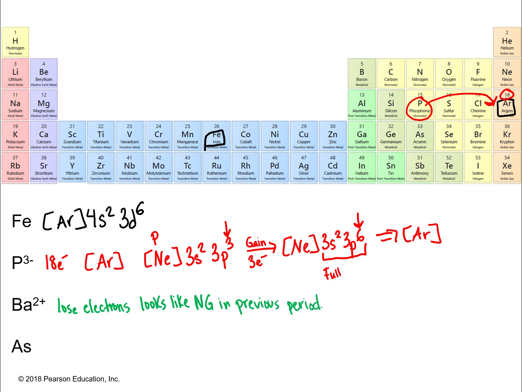If it's in period 6, we're looking for the period 5 noble gas. That's xenon. How do we feel about that one? Because the ions are usually the hardest ones.